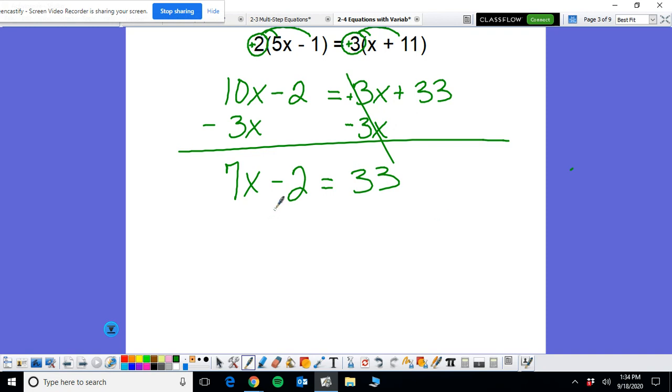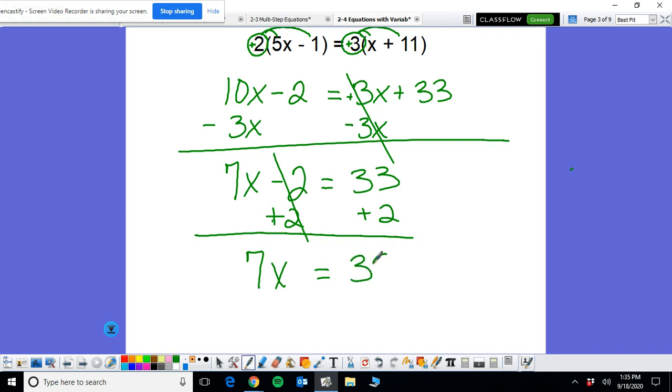We will look at this now, and it looks very familiar. These problems get very repetitive once you do a bunch of them, which is a good thing. That means you're getting it. So we basically get rid of the negative 2 by adding 2. That becomes our 0. 7x will drop, equals will drop. You'll end up with 35. 7x equals 35. We have to divide each side by 7.